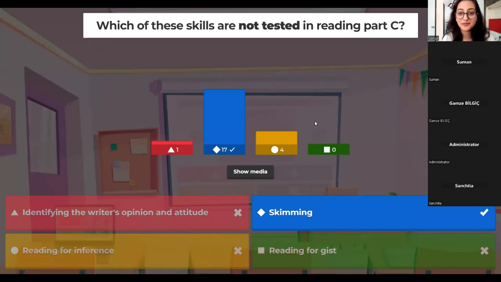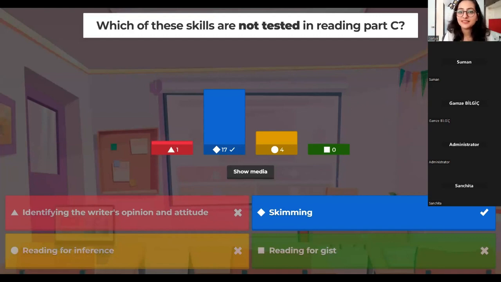Okay. So there we have it. Reading for inference is tested in Part C. Reading for inference means that from the words around some of the words or the ideas, we have to understand from the surrounding words. That's called reading for inference, that we are able to conclude the meaning from the context. Somebody has said identifying the writer's opinion and attitude is not tested. That is the most important skill that is tested in reading Part C. So make sure you know that. Inference means to conclude the meaning from the context.